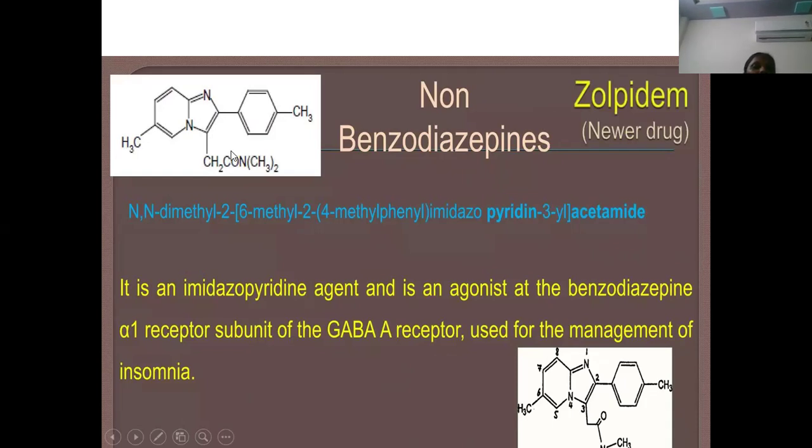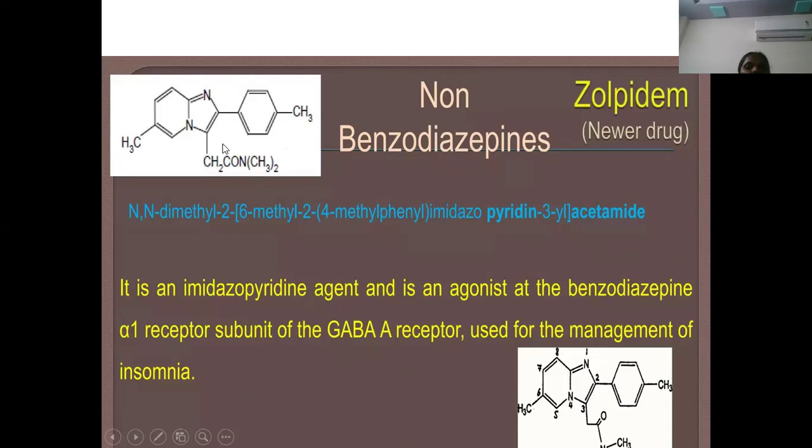Okay. So this is the structure of zolpidem. This is the IUPAC name for zolpidem: N,N-dimethyl-2-[6-methyl-2-(4-methylphenyl)imidazo[1,2-a]pyridin-3-yl]acetamide. Acetamide means the CH2CONH group is present. Acetyl group is nothing but the CH3CO group, along with amide, meaning NH2 with the H replaced by a methyl group.